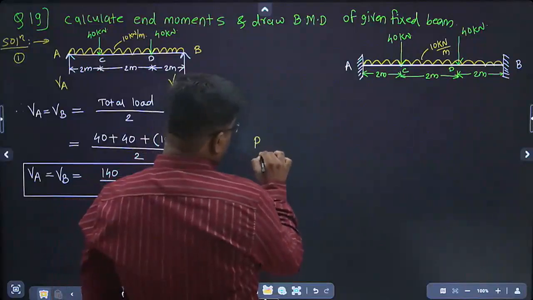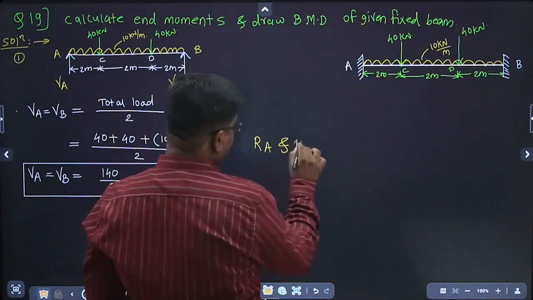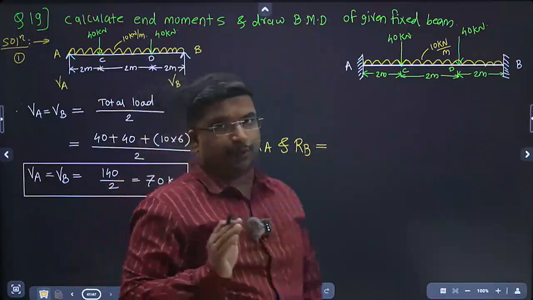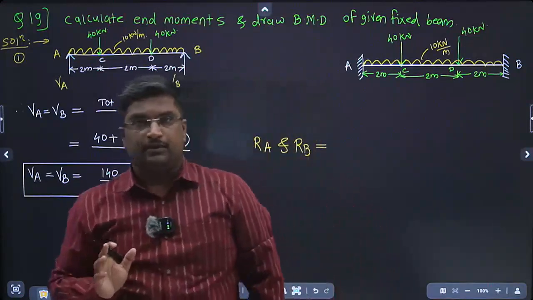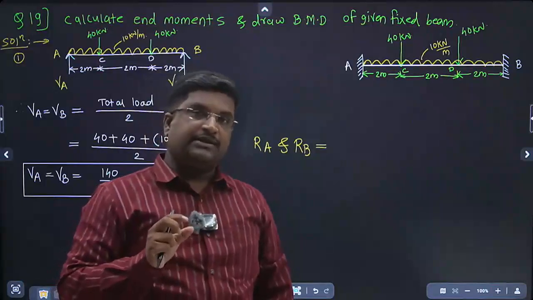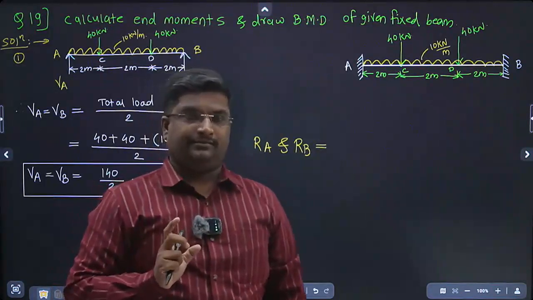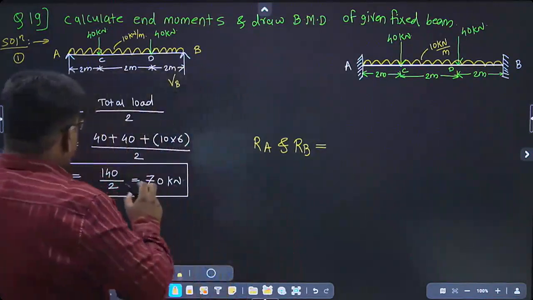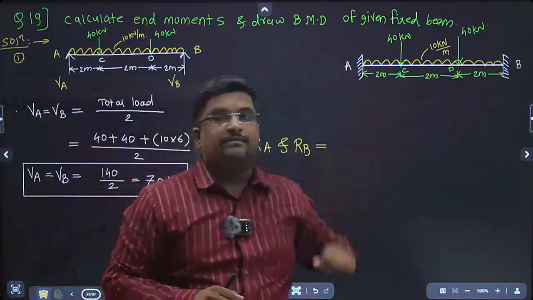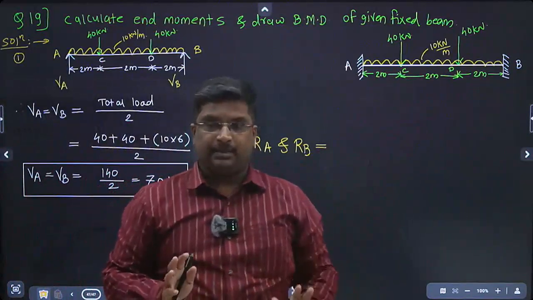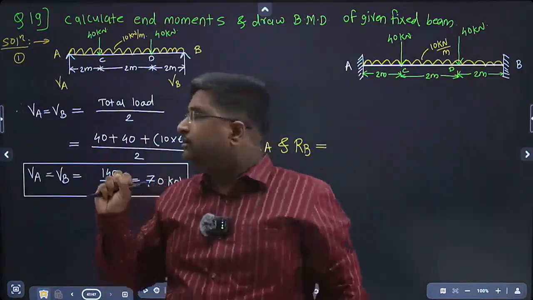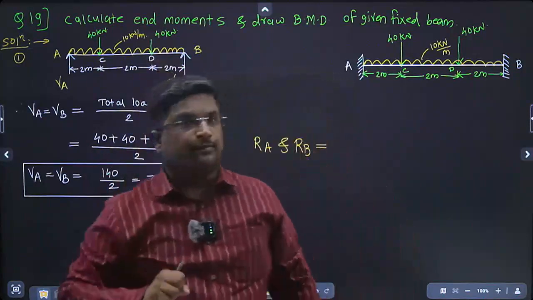What will be the values of RA and RB? So I have given you one important note. What is that note? If the beam is symmetrically loaded, then what? The support reactions of the simply supported beam and the support reactions of the fixed beam are always the same. There is no change in the support reactions of the simply supported beam and the fixed beam.